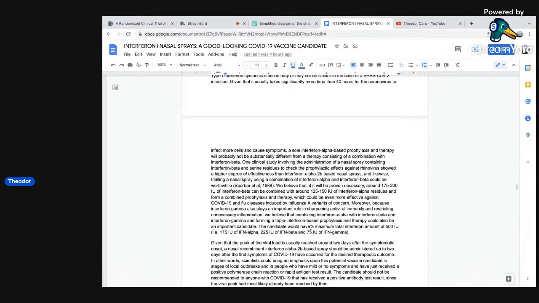And our third hypothesis is that we could even add a lower amount of interferon gamma with these two interferons, and have an even more specific intervention of interferons with interferons.